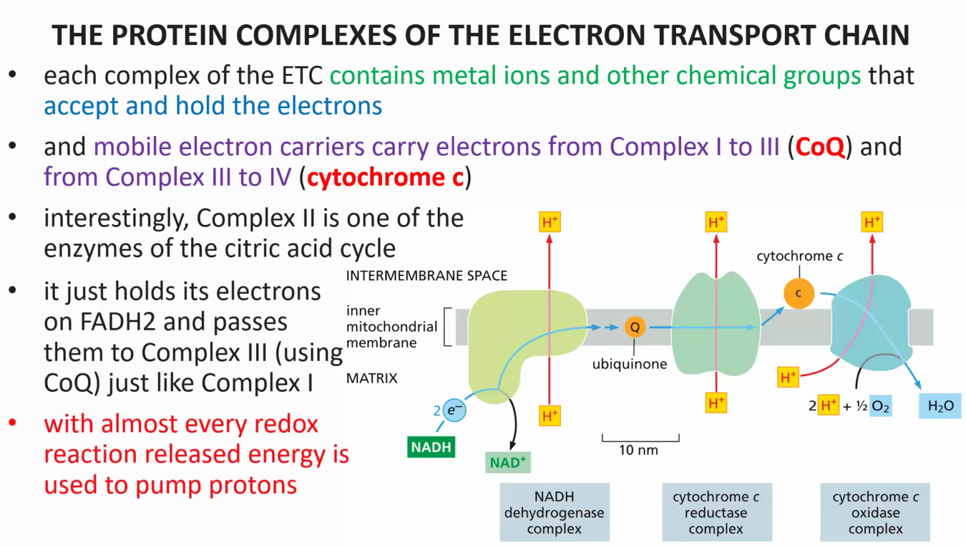And again, with almost every single one of these redox reactions, we have a negative delta G. Energy is released, and that energy is used to pump protons against their concentration gradient.